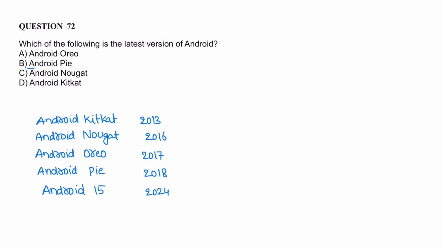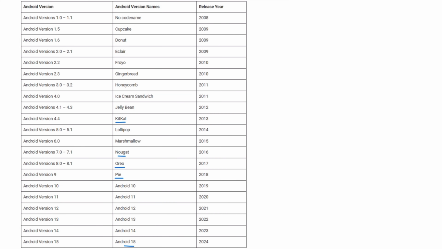Next question. Which of the following is the latest version of Android? Android Oreo is 2017, Android Pie is 2018, Android 15 is 2024, Android KitKat is 2013, Android Nougat is 2016. So among the given options, the latest version is the 2018 version, that is Android Pie. This is the image that shows different Android versions and year of release. Android 15, released in 2024, is the latest as of today.